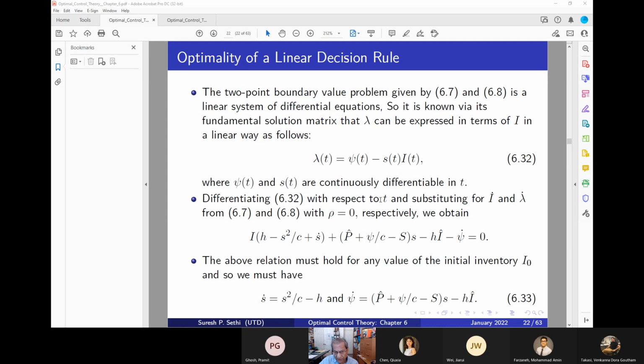Differentiating 6.3.2, substituting for I dot and lambda dot, we obtain this equation. The above relation must hold for any value of initial inventory I0, which means that this quantity has to be 0, this quantity has to be 0, and this quantity has to be 0. And so S dot is equal to S squared over C minus H. This is given from here. And psi dot, which is this quantity, has to be equal to 0. So psi dot is given by this quantity.